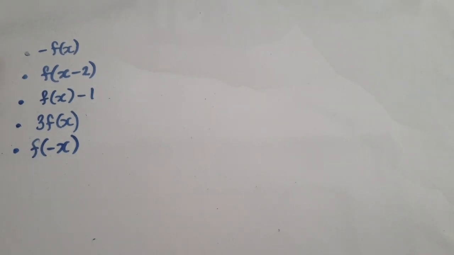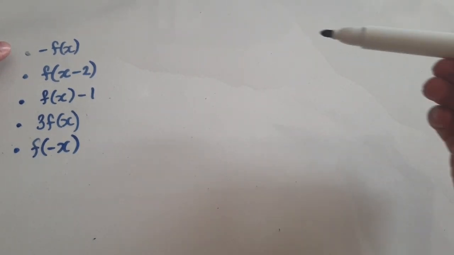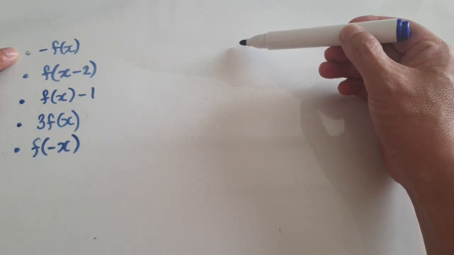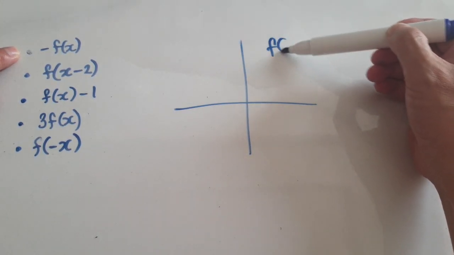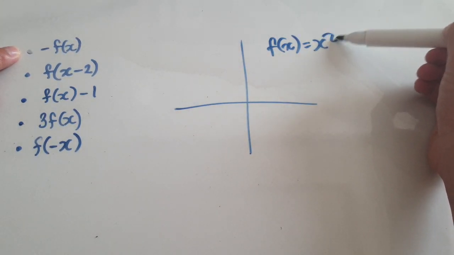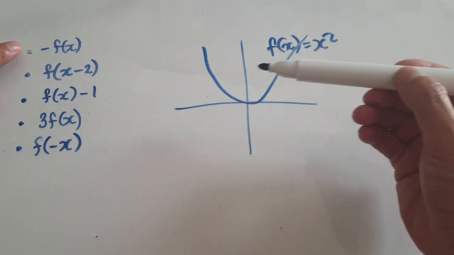Let's give you a quick summary of all the function transformations. So let's look at the first one here. Any function, let's define f of x equals x squared, which will look like this.